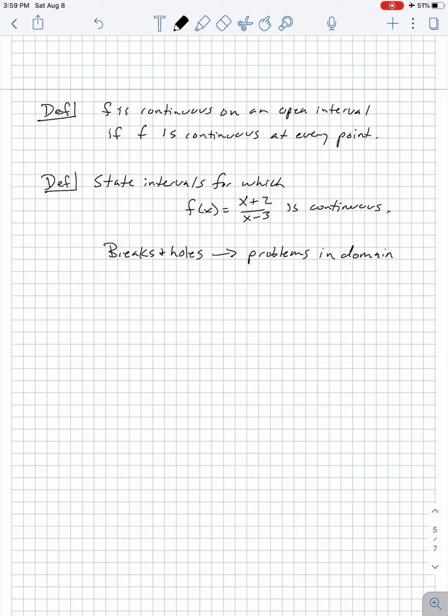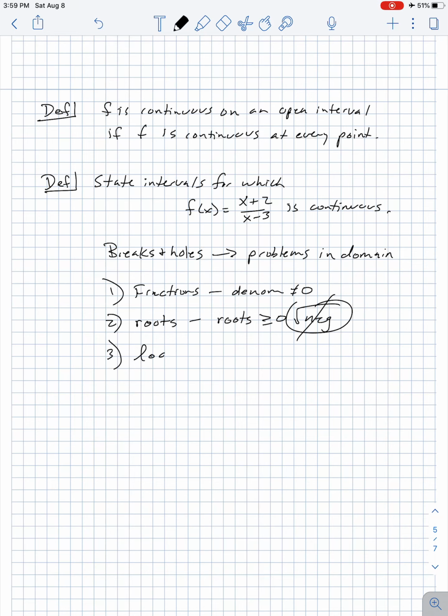So we talked a lot about this in pre-calculus. Domain, you have a couple issues. Your first issue is fractions. For fractions, the denominator can't equal 0. That's a break in the domain. The second is roots, we're talking even roots. The radicand has to be greater than or equal to 0. You can't root a negative. This is a no-no. Okay, that's a break in the domain. The third is logarithms. When we did those, you can't log a negative either, and that's a no-no. That's a break in the domain.